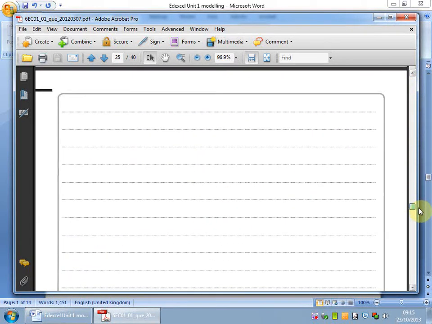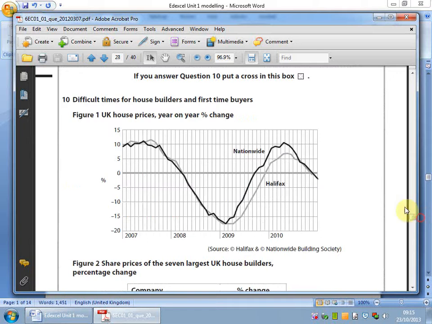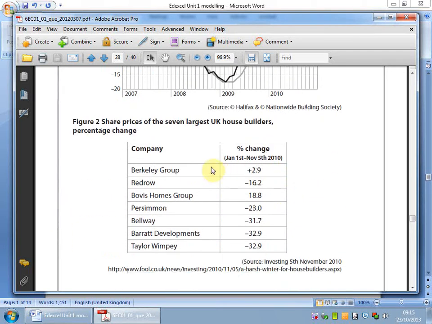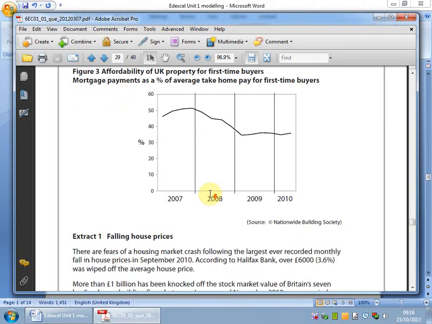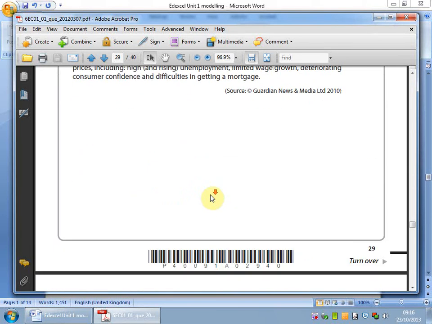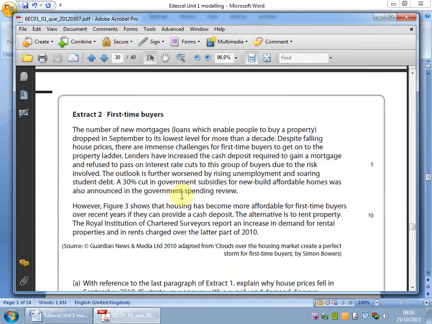So if we go down to question 10 on page 27, we can see some data here about house prices falling, some recovery, and then the slowdown in the growth in house prices. Some indication that share prices have been falling in these housing construction companies, but not for all. And some affordability improving for those first-time buyers. I'll come back to that one. And a little bit more here about first-time buyers.